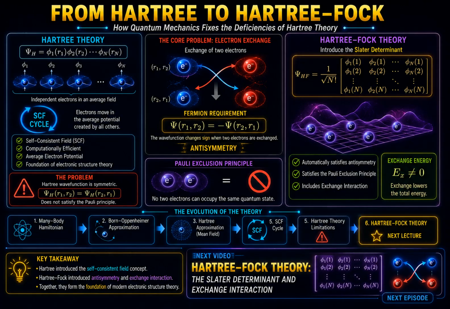So how do we fix these shortcomings? The answer is Hartree-Fock theory. Instead of using a simple product of orbitals, Hartree-Fock constructs the wave function using a Slater determinant. This automatically satisfies the anti-symmetry requirement of quantum mechanics and correctly incorporates the Pauli exclusion principle.